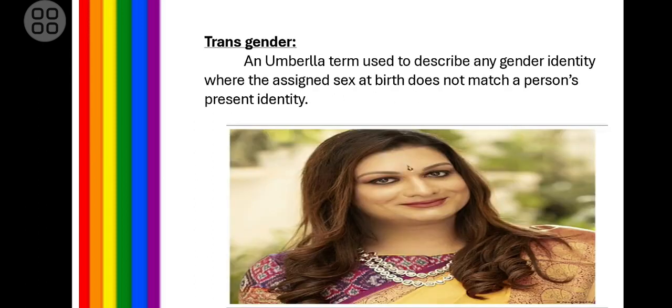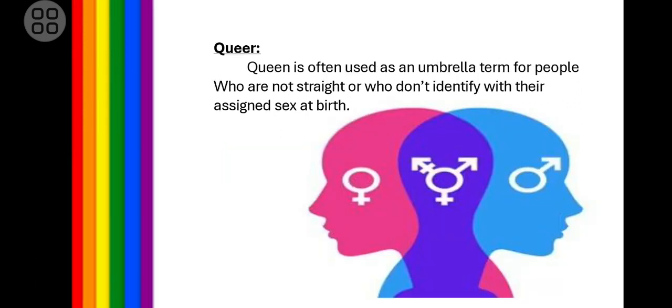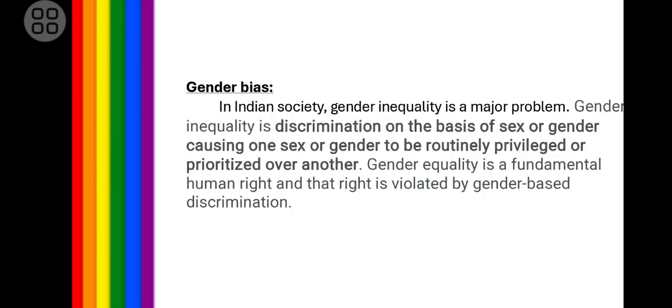Transgender is an umbrella term used to describe any gender identity where the sex assigned at birth does not match a person's present identity. They can be born with one identity and live with another. This is called transgender. Queer is often used as an umbrella term for people who are not straight or who do not identify with their sex assigned at birth. They have a confusion about their own sex.